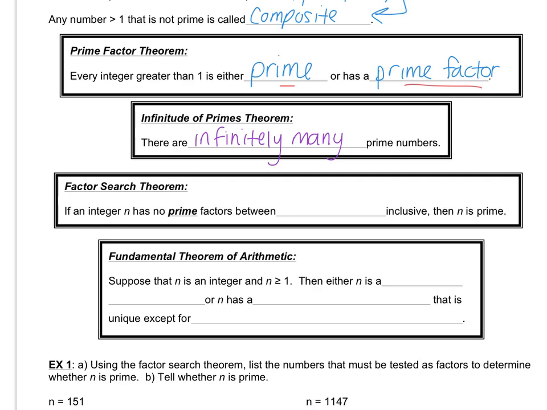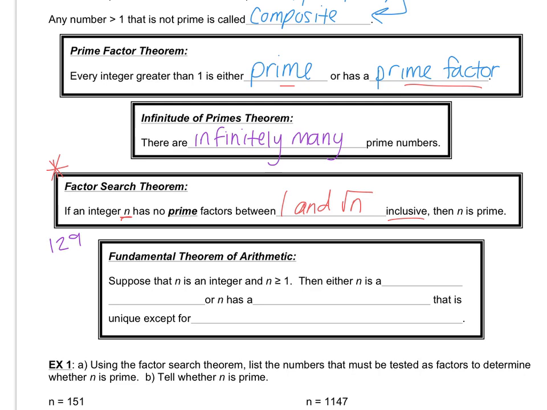Okay, the factor search theorem right here is actually pretty cool. It says that if an integer n has no prime factors between 1 and its own square root, the square root of n, including the square root of n and 1, then it is a prime number. So if you're checking to see if something is a prime number, and we'll see some examples in a minute, for example, say 129, I want to know if 129 is a prime number.